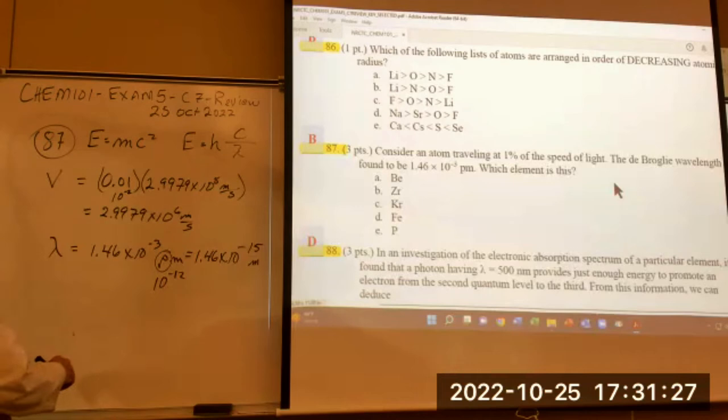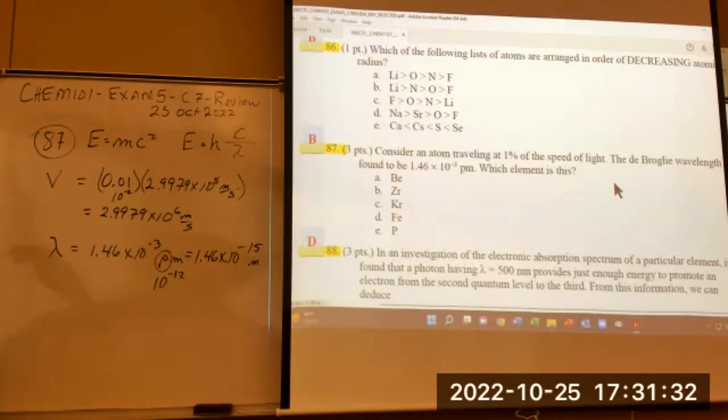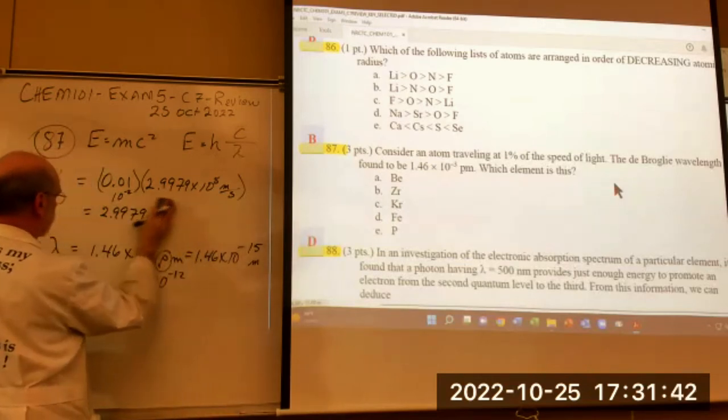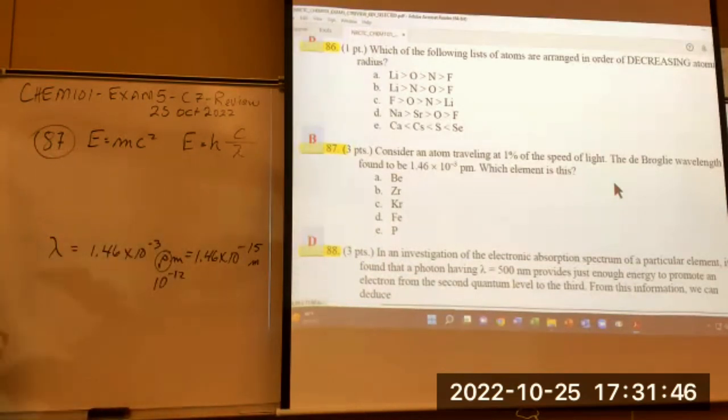So, let's see, this is its velocity. I'm going to write its velocity over here off camera so I can erase the board. Okay. And its wavelength is 1.46 times 10 to the minus 15 meters. Okay.